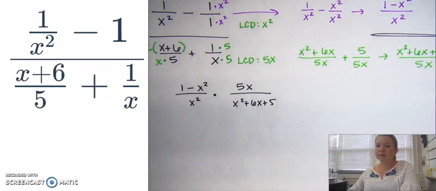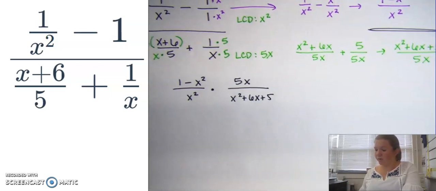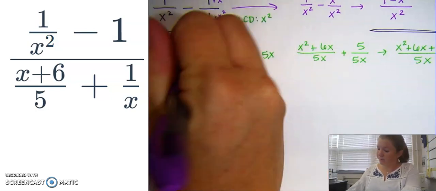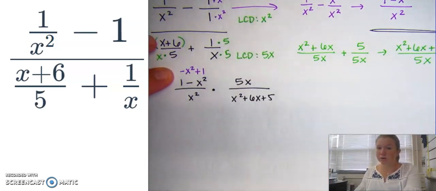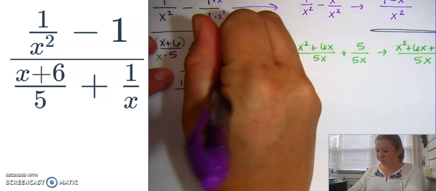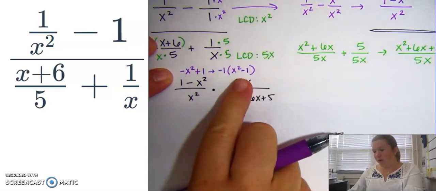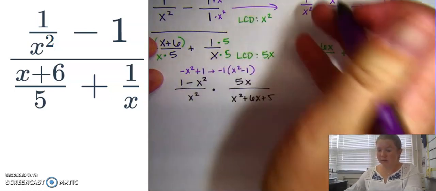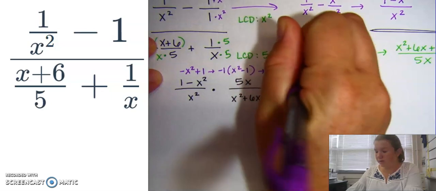So 1 minus x squared, hopefully you look at that and you know that that's not in standard form, and we want it in standard form when we're factoring. So we're going to flip that around. Negative x squared plus 1, and then we're going to factor out a negative 1. And we'll have x squared minus 1 inside. With x squared minus 1, hopefully when you look at that, you can see that's going to be difference of squares right away. So we're going to write that as x plus 1, x minus 1.